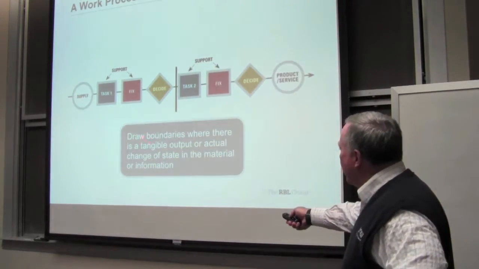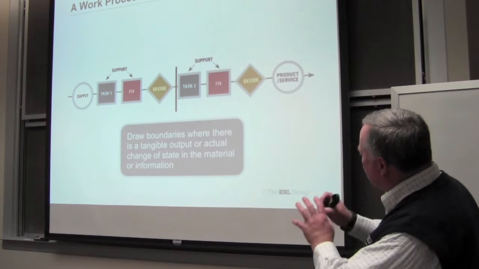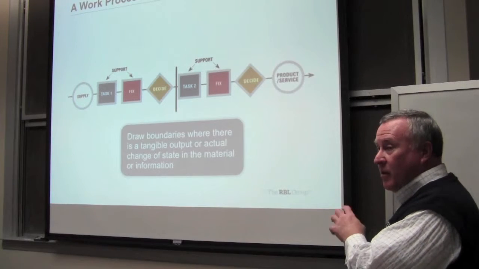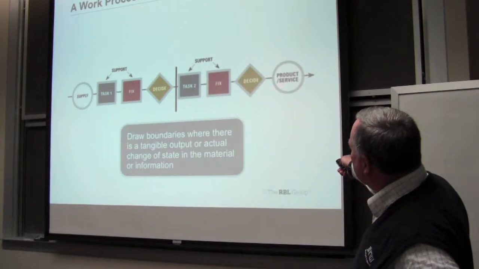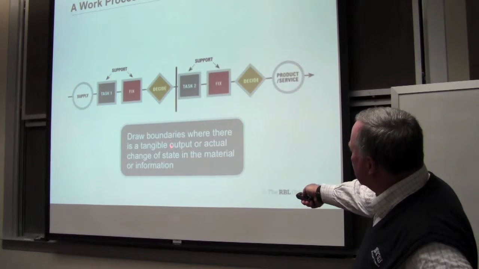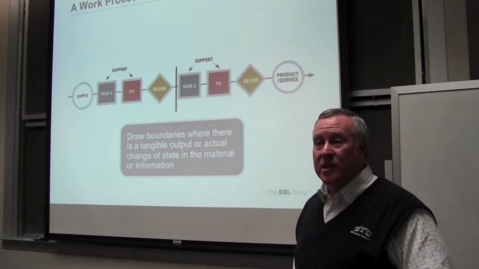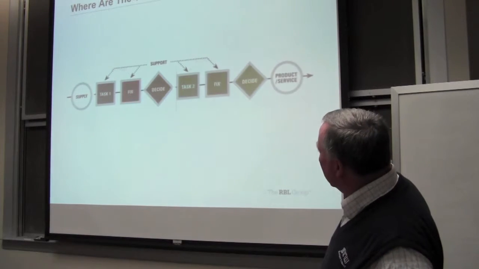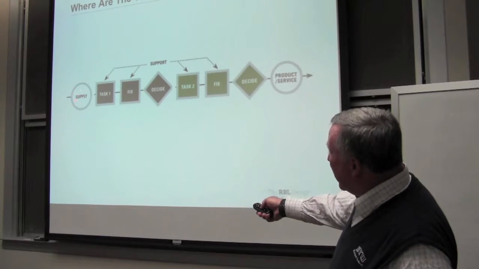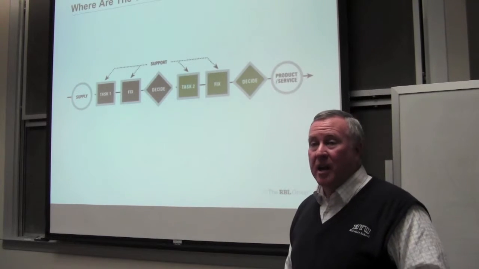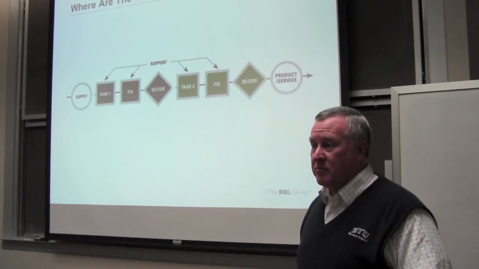So, first rule, draw the boundaries only where there is a tangible output or an actual change of state in the material or information. Bureaucracy puts a boundary on each step of the process, and this one says only draw the boundaries where there is actually a tangible change. So, let's go back here. Where does the material or information first change its state, or where is there a tangible output first produced?